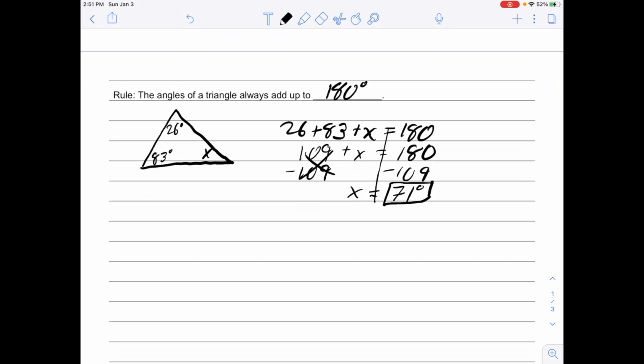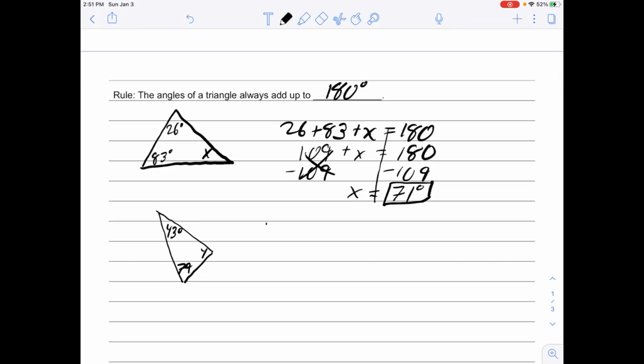Here's another example. Let's say we had a triangle that looked like this. And we have a 43-degree angle, a 79-degree angle, and this one was Y. Pause the video here, see if you can solve this on your own. Then continue when you're ready to check your work.